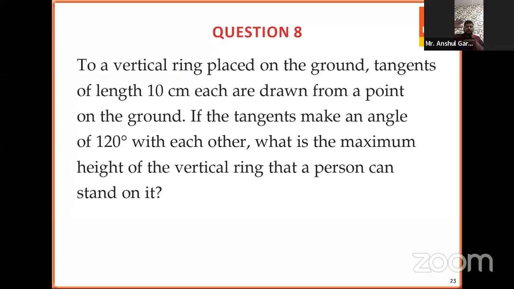Okay. So tangents are drawn. And if the tangents are making an angle of 120 degree with each other, so one tangent is here, one tangent is here, the angle is 120 degree. What is the maximum height of the ring? The maximum height of the ring we need to find. Okay, Sanjana, 20√3. Yes. So let us see, and what else? A vertical ring is there, not a horizontal ring. A vertical ring, and tangents are drawn like this.